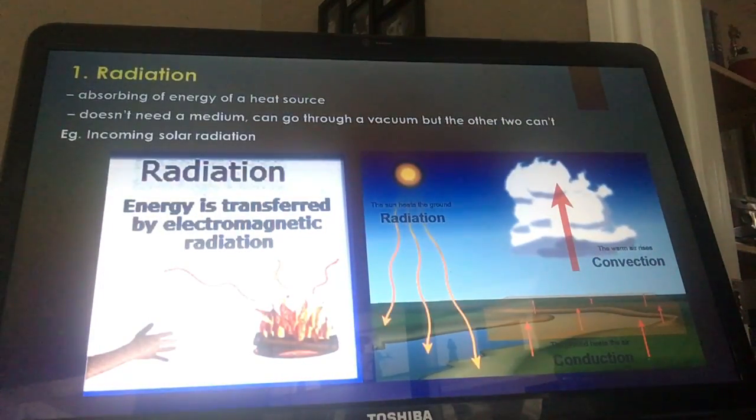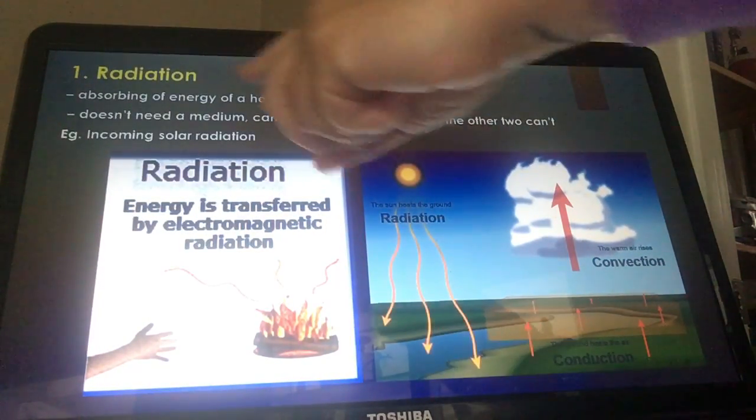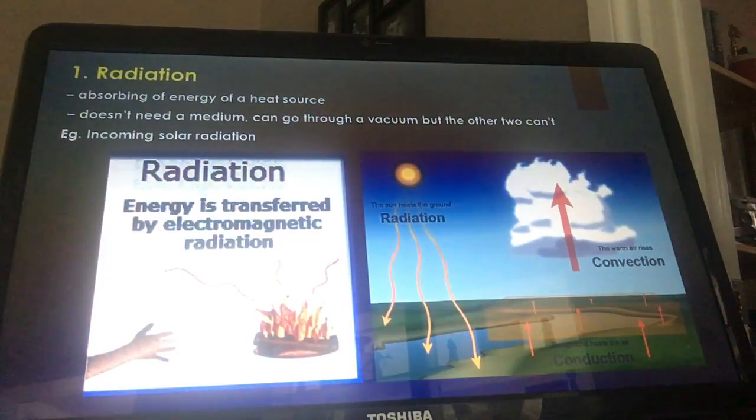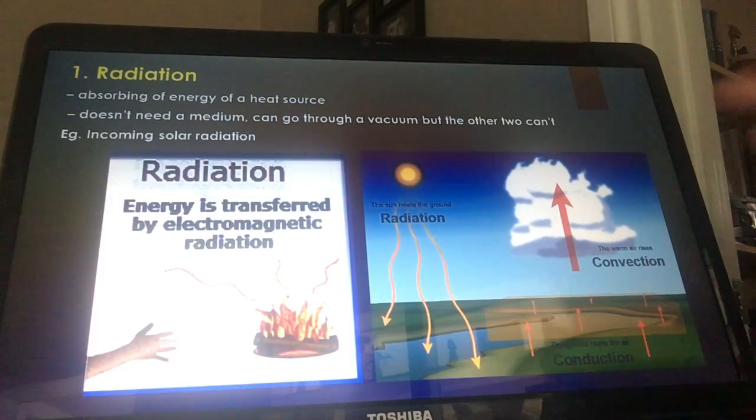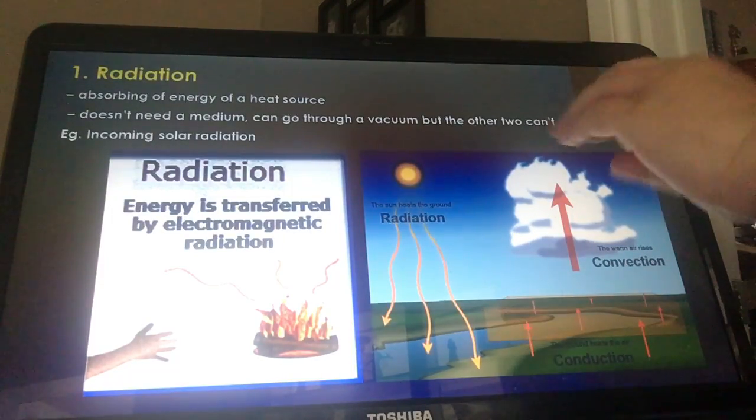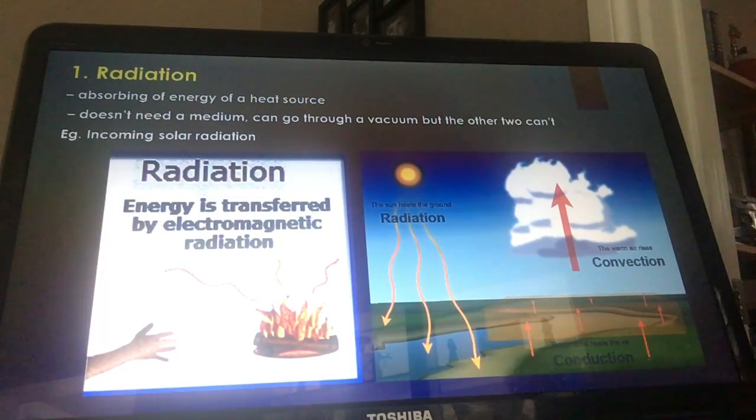Radiation is just absorbing of energy from a heat source. So basically the solar energy coming in, that's radiation. And the fun fact here is that it doesn't need a medium. It can travel even through a vacuum. The other two processes, conduction and convection, need a medium to transfer in. But radiation is basically the solar energy coming in and hitting the Earth.